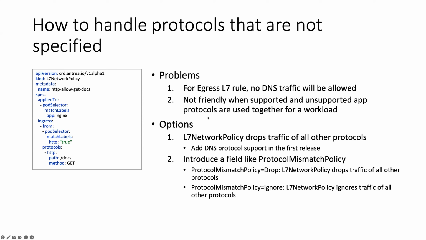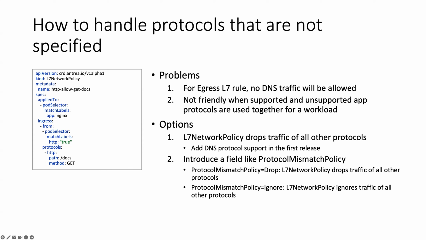Previously, I remember my design was that we had two choices for what happens to traffic of other protocols when users specify one protocol in the Layer 7 network policy. One option is that we ignore other protocols, meaning that all other protocols will be allowed by the Layer 7 policy. And another option is that we drop all traffic of other protocols. The second option is more like the current Kubernetes network policy, where only the listed protocol will be allowed and all others will be dropped.